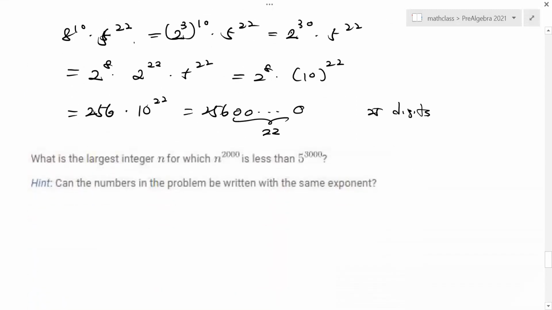All right, so let's take a look at the next problem. What is the largest integer n such that n to the 2000th power is less than 5 to the 3000th power? So we're trying to find the n as large as possible so that this is still less than this number. Now, of course, those are two big numbers. How do you compare them? Think about it.